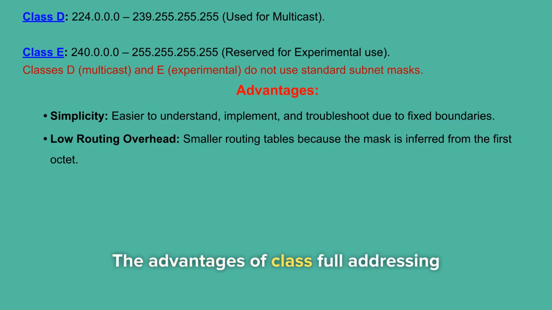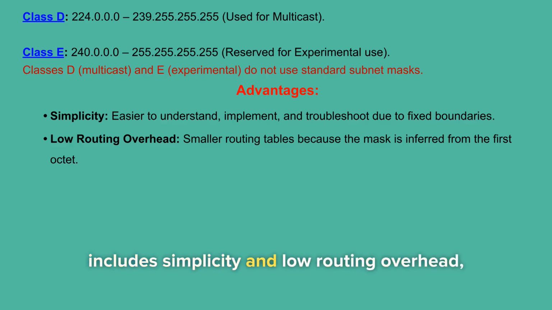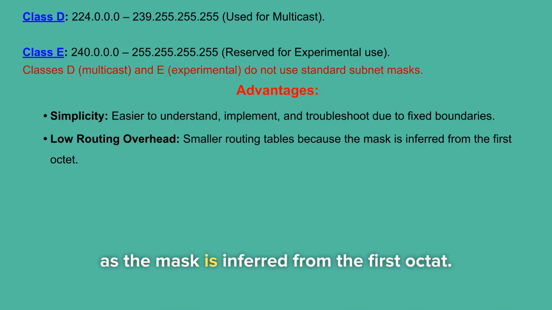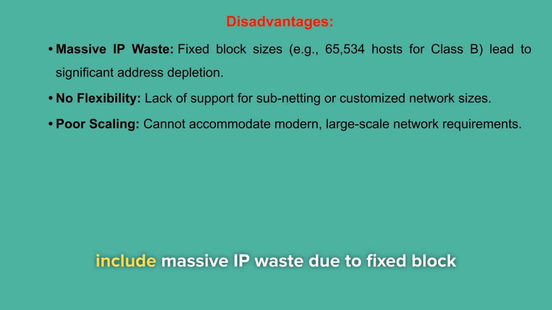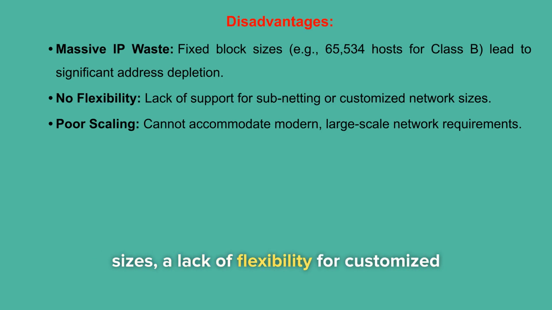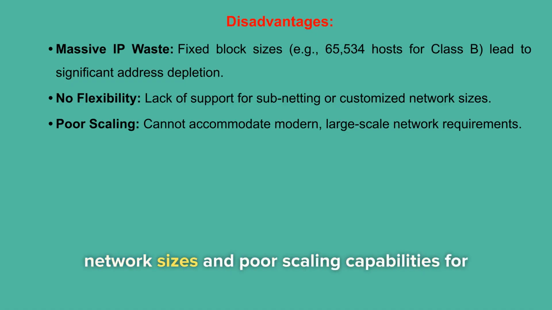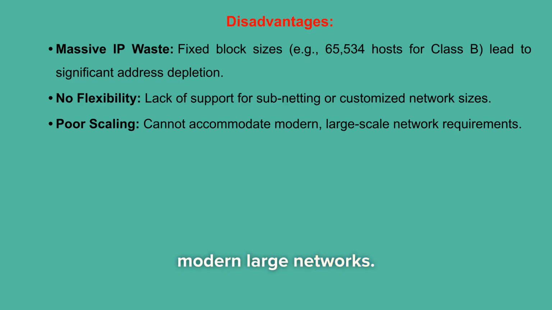The advantages of classful addressing include simplicity and low routing overhead, as the mask is inferred from the first octet. The disadvantages of classful addressing include massive IP waste due to fixed block sizes, a lack of flexibility for customized network sizes, and poor scaling capabilities for modern, large networks.